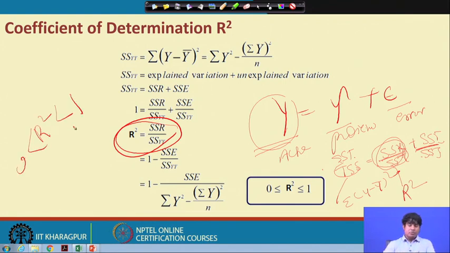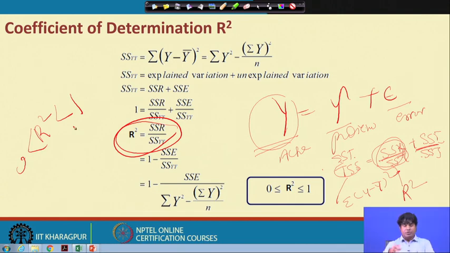It is an indication of the particular fit of a model. For instance, if R square equals 1, then the model is perfectly fit, and if R square equals 0, the model is completely unfit. If R square is close to 1, it is highly fit, and if R square is close to, let us say, 0.5, it is moderately fit, and if it is close to 0, it is a very low fit.